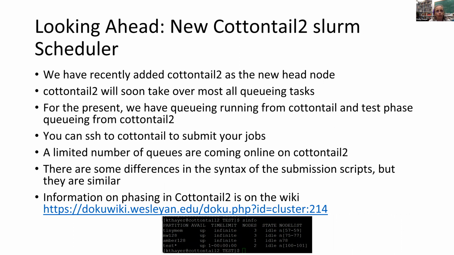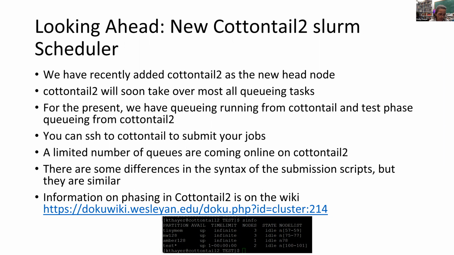So we are, as of fall 2022, going to be switching over to Cottontail 2 as our new head node, and that will be executing a new scheduler called Slurm. And so it's important to get a preview of this because we will be switching over in a short period of time. Cottontail 2 is our new head node, which is going to be running alongside Cottontail.